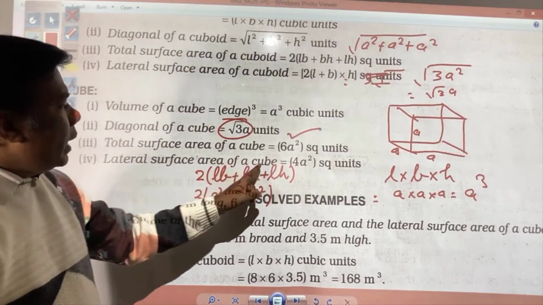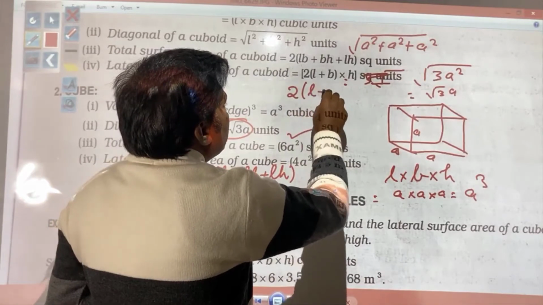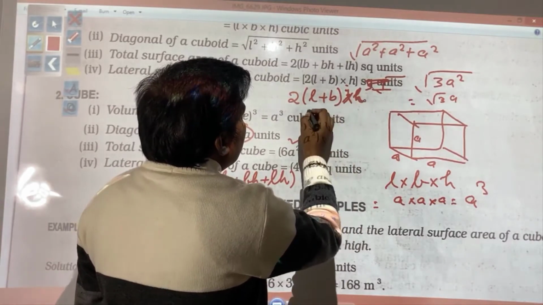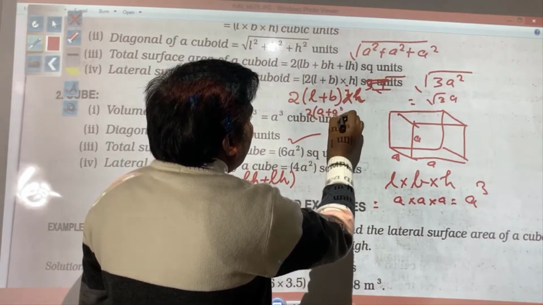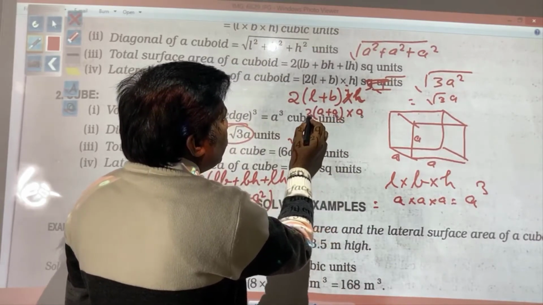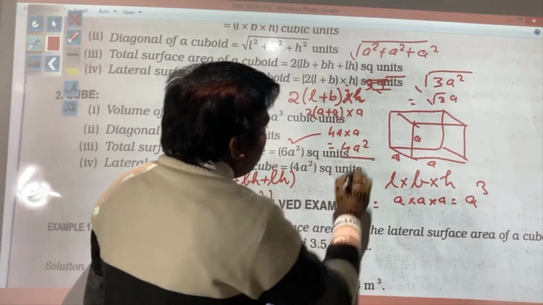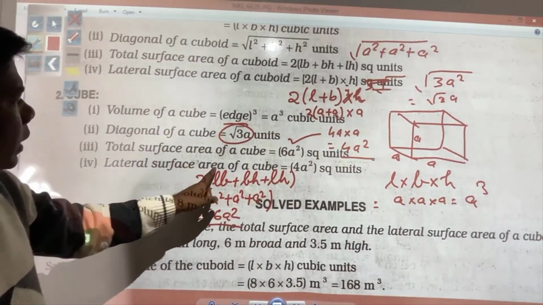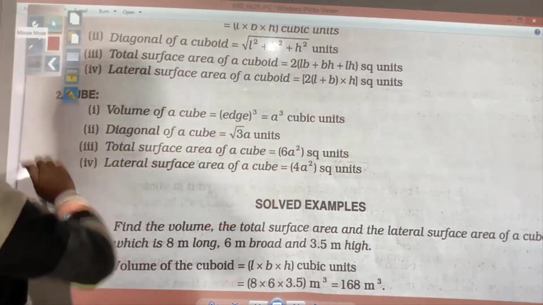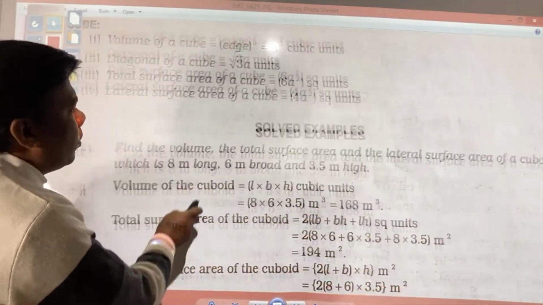Now the lateral surface area of a cube. The lateral surface area of a cuboid was what? 2 into L plus B into H. So if all are equal, this will be 2 into A plus A into A. A plus A is 2A, 2A into 2 is 4A, into A means 4A square. Just you see, the lateral surface area of a cube is 4A square. So in this way, we have understood the basic things. Now we will see some solved examples.